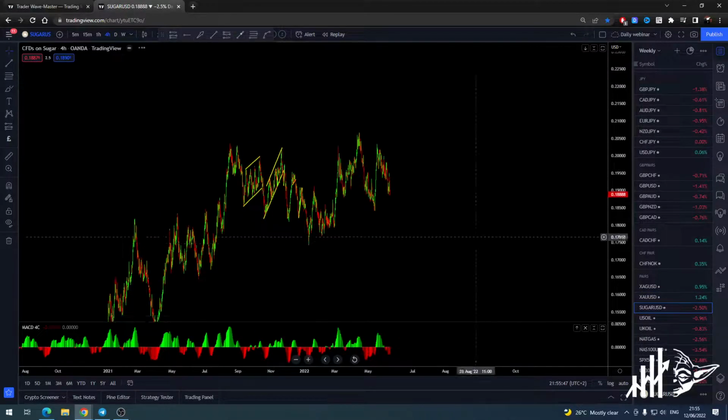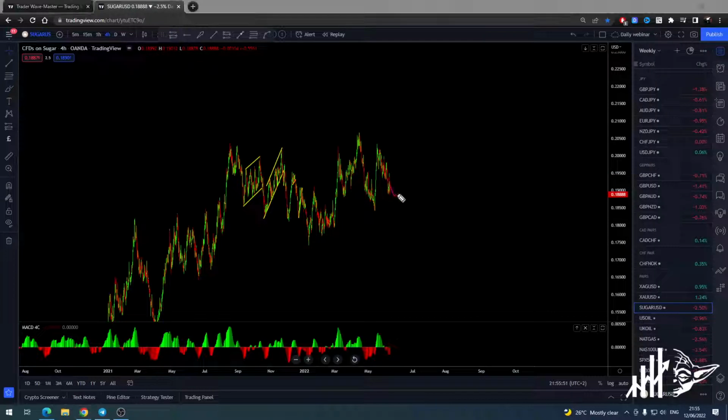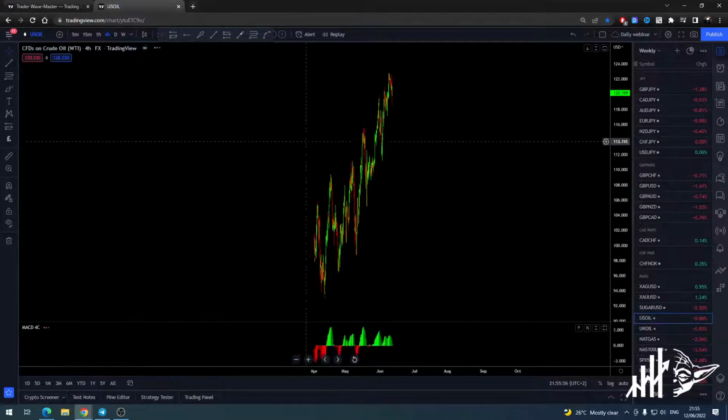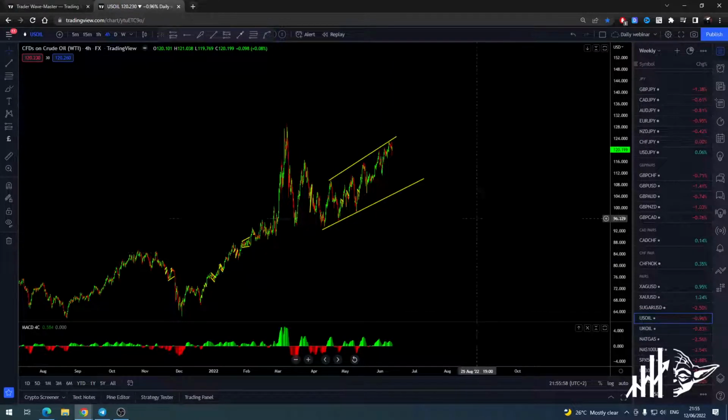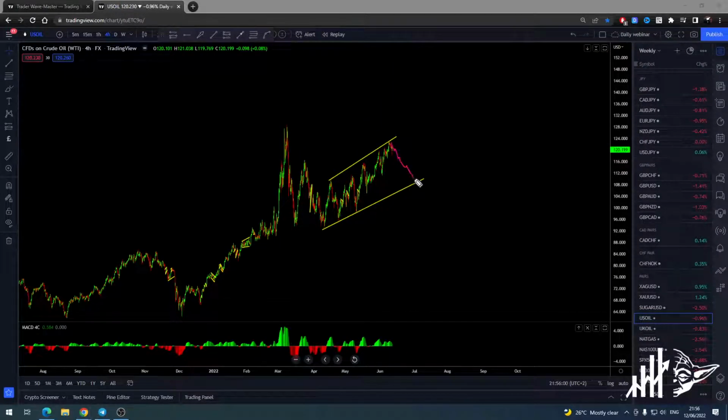Sugar, it can just break the low and then it will go higher, something like this. Oil, it will go lower. At least this is what we will have, and then next take the high and then low and then high. That's how it can develop.